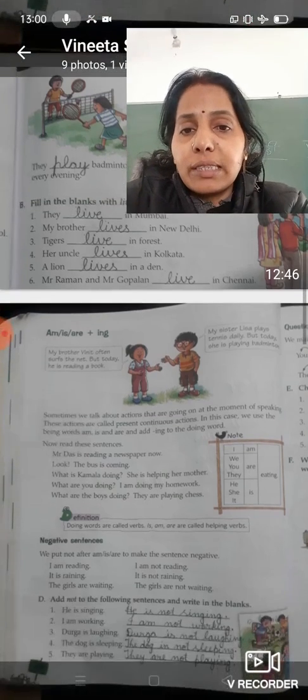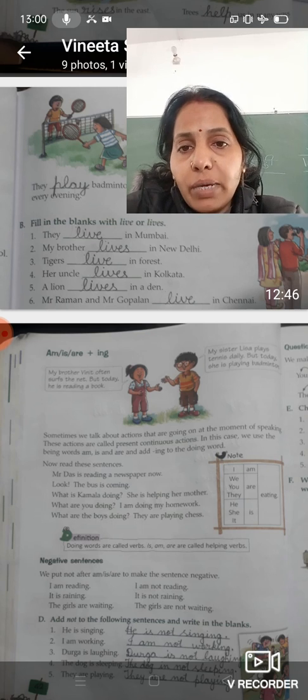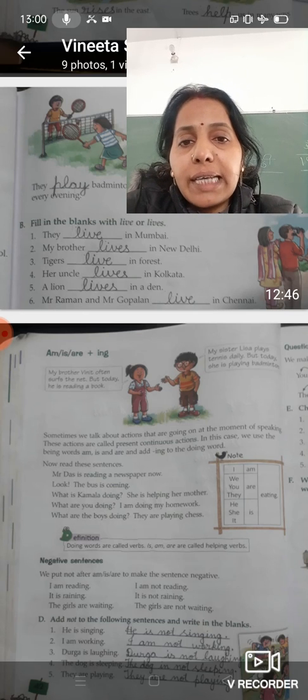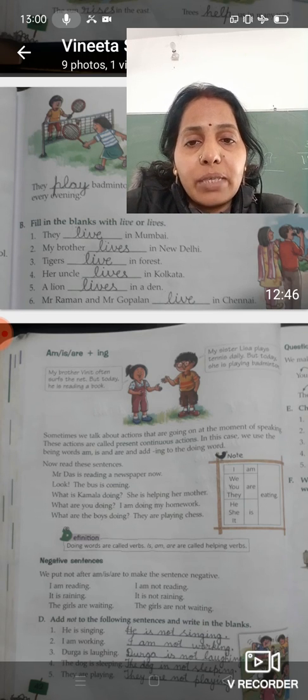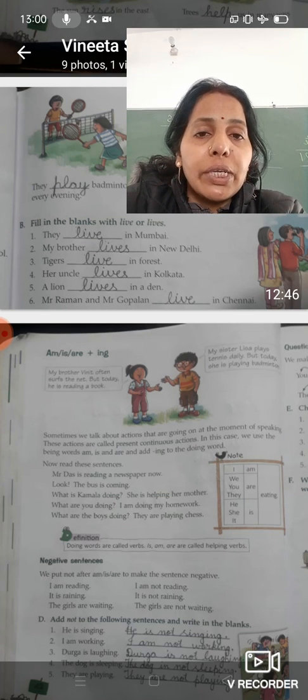So the first sentence I am going to read to you. First you are seeing, they dash in Mumbai. So they is a plural pronoun, so you will write, they live in Mumbai. Second one, my brother dash in New Delhi. So my brother is a singular noun here, so you will write, my brother lives in New Delhi.